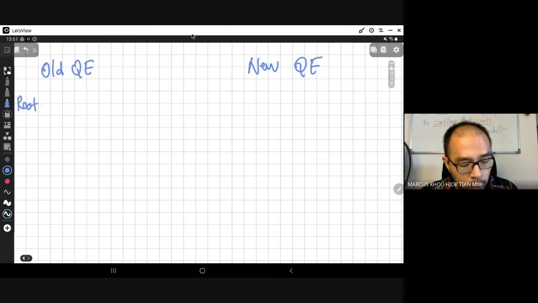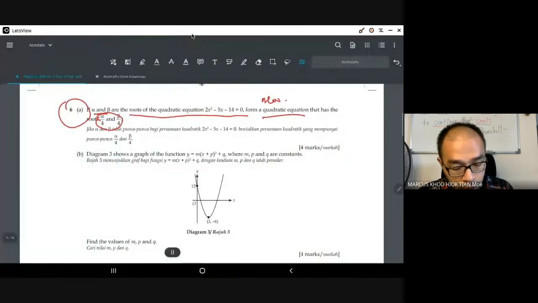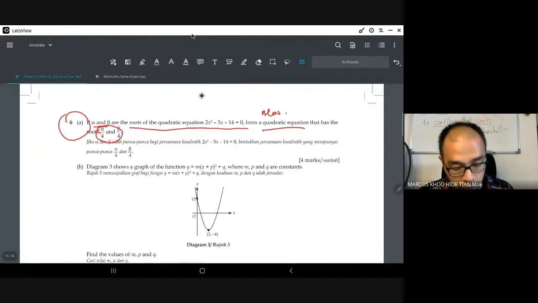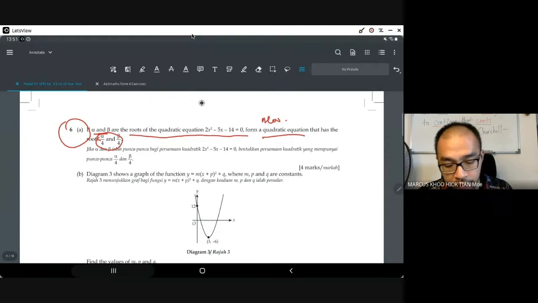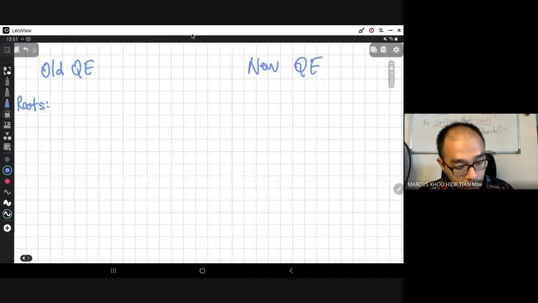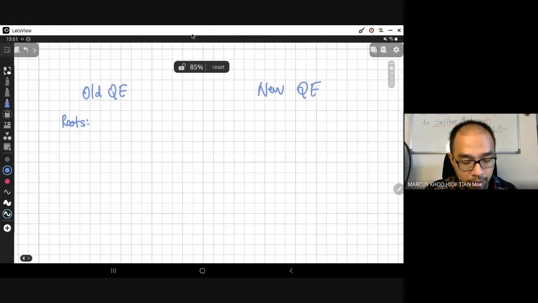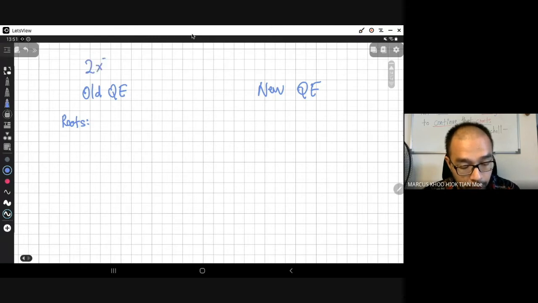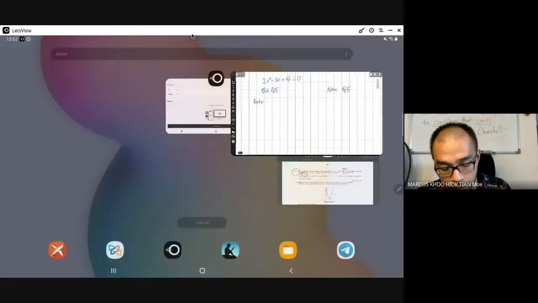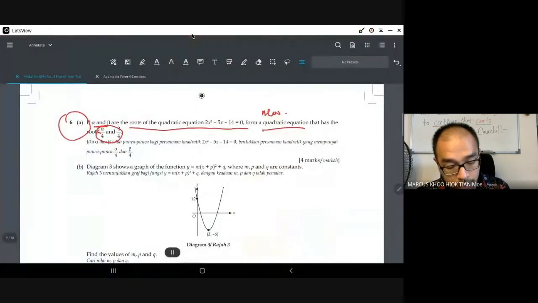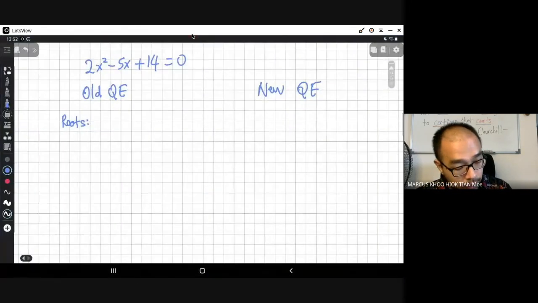Apakah the roots of the old quadratic equation? Okay, the old quadratic equation is this: 2x squared minus 5x minus 14. Okay. Sorry, hold on. Okay, fine. 2x squared minus 5x plus 14 equals to 0. 2x squared minus 5x minus 14. Sorry. Minus, apa ini?